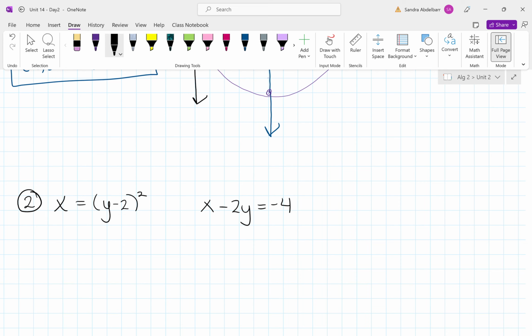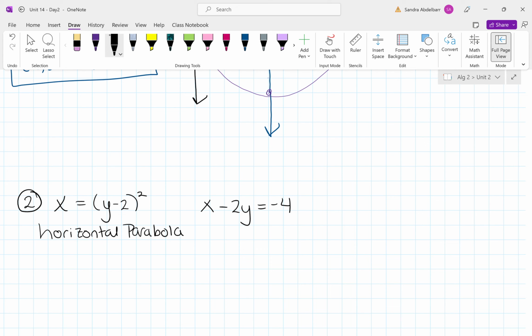Okay, so number 2, the first one, x equals the quantity of y minus 2 squared. What is this? Aditya? This is a horizontal parabola. You got it. How do we know it's a horizontal parabola and not a vertical parabola? X equals y squared instead of y equals x squared. Good. A vertical parabola is y equals x squared. Horizontal parabola is x equals y squared.